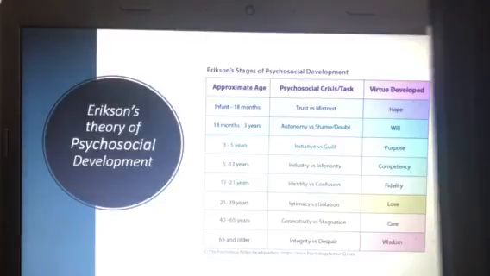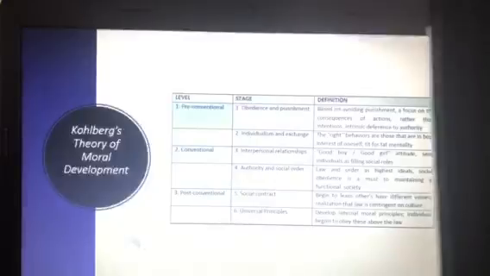Erikson's theory does not take into account cultural differences and how they can be different for each child. Lastly, we have Kohlberg's theory of moral development.